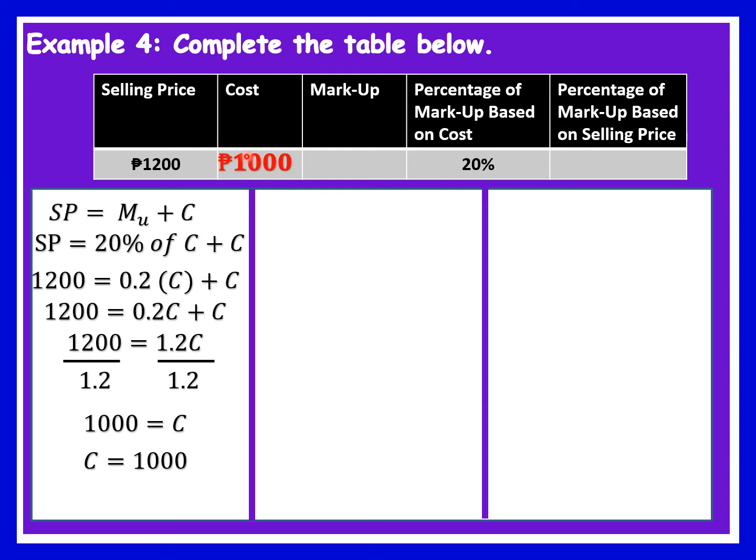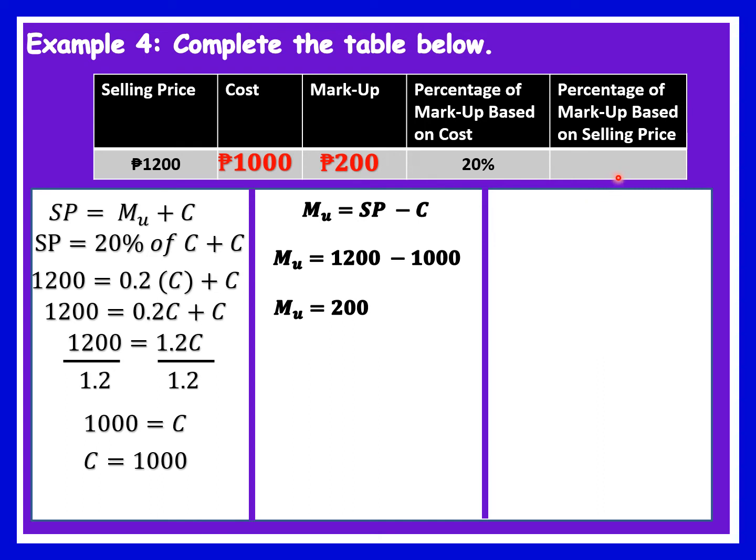Okay? So, to solve for the markup, we can now use the formula M sub U equals the selling price minus the cost. Our selling price is 1,200 minus the 1,000 as the cost. That will be 200 pesos for the markup.